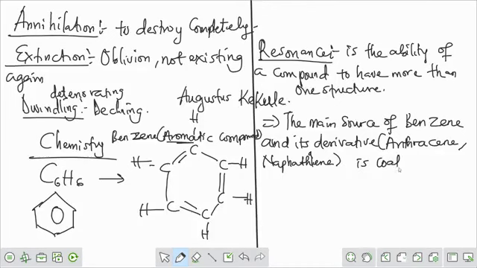So that's just it. Other sources, so please write everything in these notes, other sources is from cracking. And what's cracking? It is the breaking of large molecules of petroleum into smaller molecules. You know, I've taught you cracking.